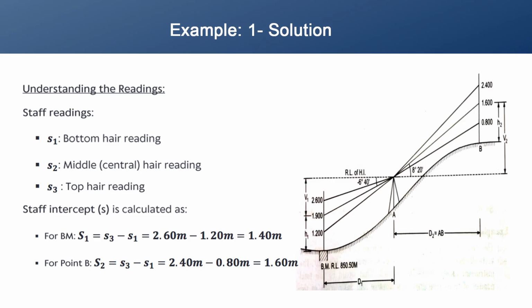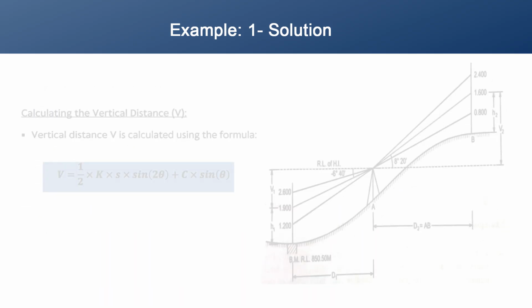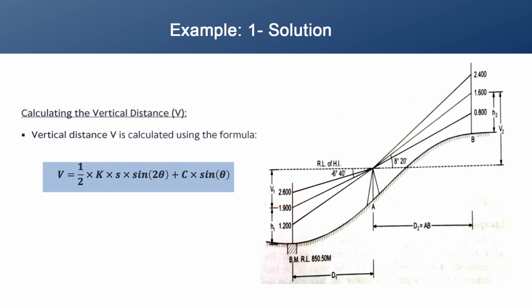So, the staff intercept S is calculated as follows. For the benchmark, capital S1 is equal to S3 minus S1, which is 2.60 meter minus 1.20 meter, that is 1.40 meter. And for the point B, capital S2 is equal to S3 minus S1, which is 2.40 meter minus 0.80 meter, which is 1.60 meter. Now, let us calculate the vertical distance denoted by capital V.